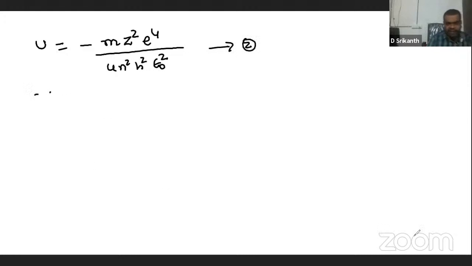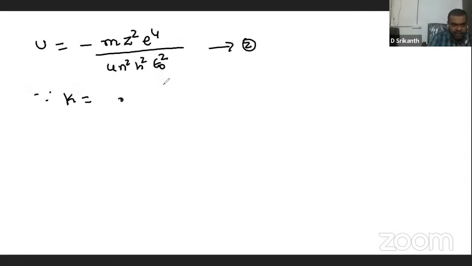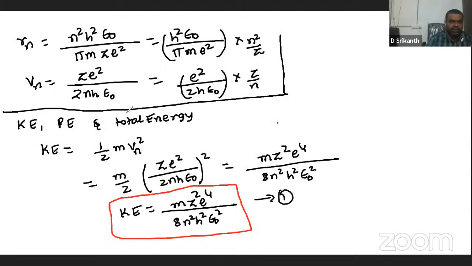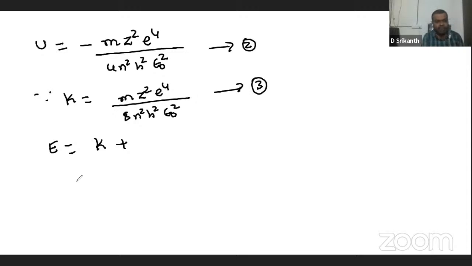Already we got the kinetic energy, that is mZ square e power 4 divided by 8 n square h square epsilon naught square. So total energy means the sum of the kinetic energy plus potential energy. Find out the value of total energy.